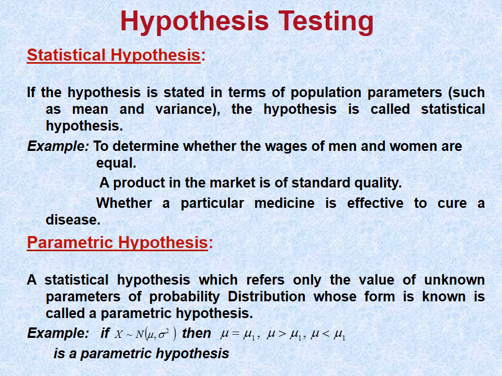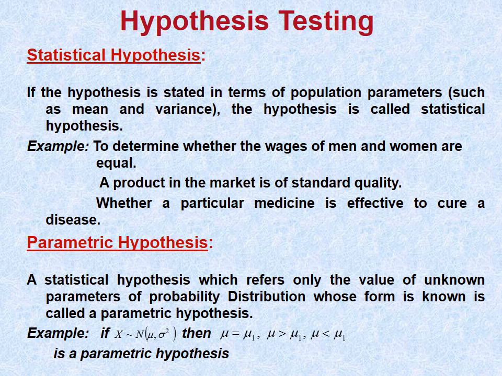So, hypothesis testing. Statistical hypothesis means it is about population parameters like the mean and variance. The corresponding hypothesis stated with these two is called a statistical hypothesis. For example, to determine the wages of men and women, whether they are equal or not, or whether a product in the market is of standard quality. Another example, whether a particular medicine is effective to cure a disease or not. In this way we can fix a statistical hypothesis.